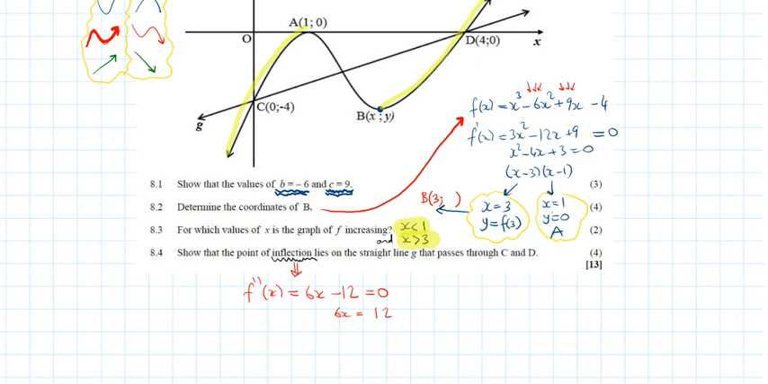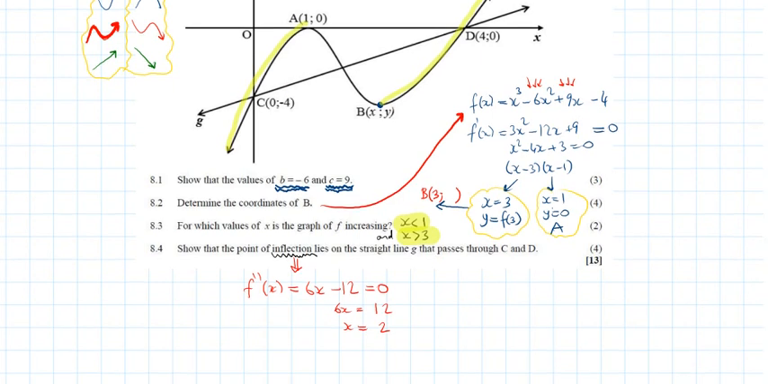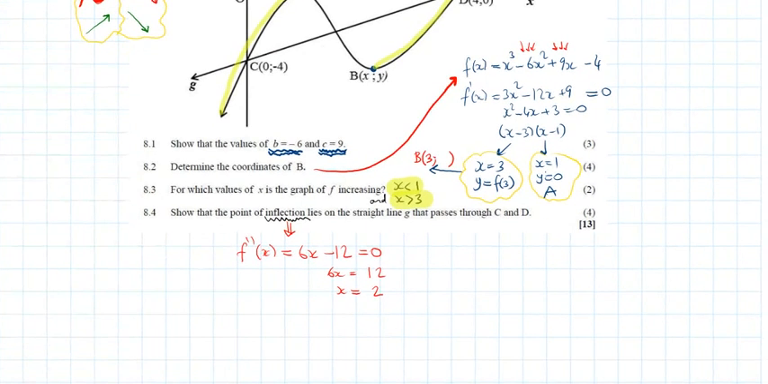So the x coordinate of the inflection point is 2. But again, to get the y coordinate, we must substitute 2 into the original function. So the y coordinate will be f(2). Okay, so that will give me the y coordinate.